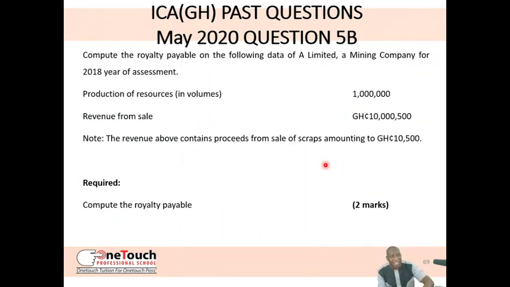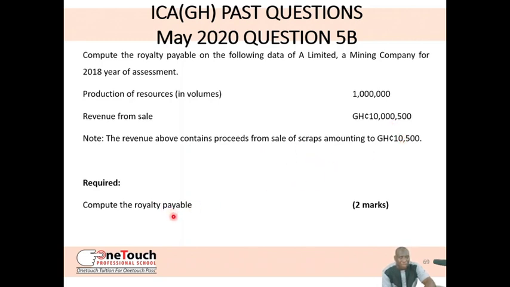So the only trick is that make sure you take out what? The 10,500 from this 10,500,000, and then the remaining figure is what you compute the royalty on. That's the only trick, because this revenue is from the sale of scrap, and if this revenue is included in this, then you have to take it out first before you slap 5% on it to get a royalty payable.